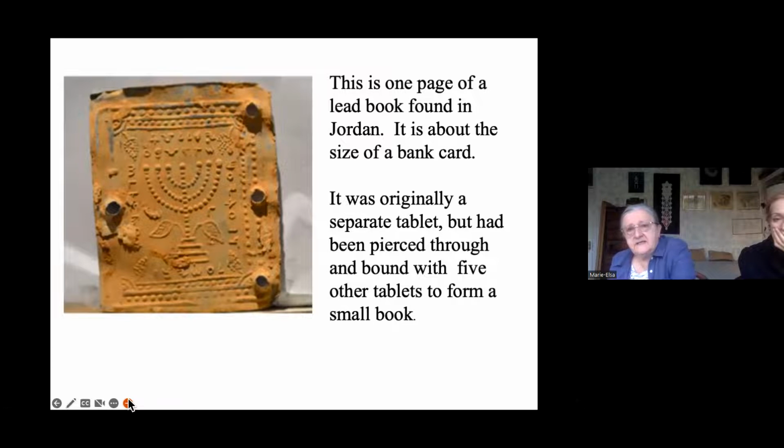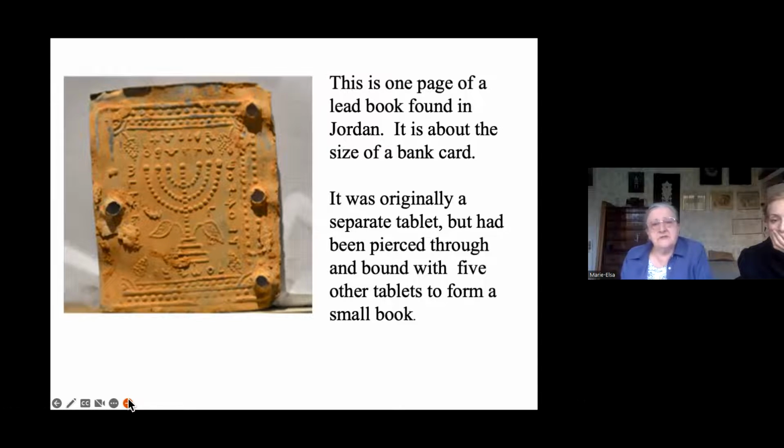I've held it in my hand. When I work on it, I work with huge enlargements. The original is about the size of a bank card. In other words, it's very small. It was originally a separate tablet. I have worked on some other tablets, but I'm just going to talk about this one today.